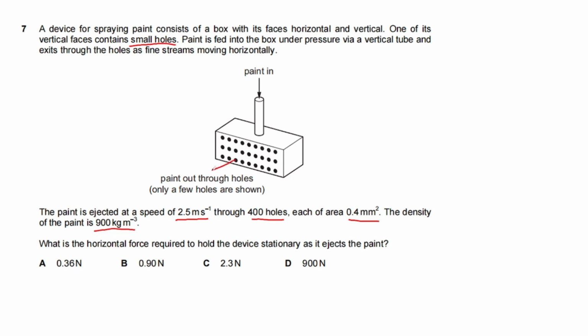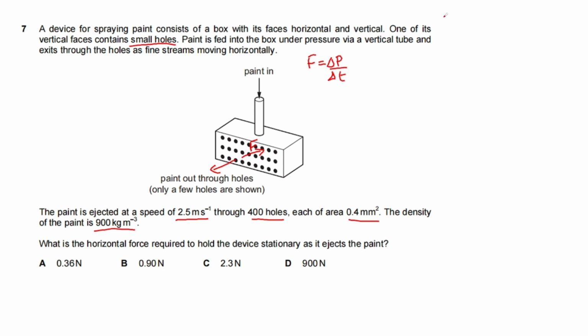So if the paint is spread outward, there will be an equivalent force in the opposite direction in order to hold the device stationary. You need to find out what this horizontal force will be. So how to find that out? You can use Newton's second law of motion. By that, the formula for the force is the rate of change of momentum.